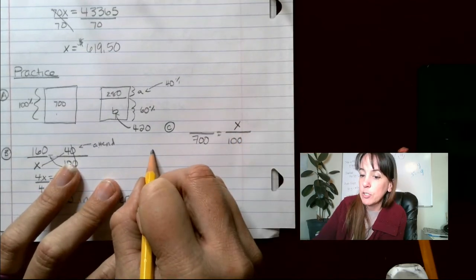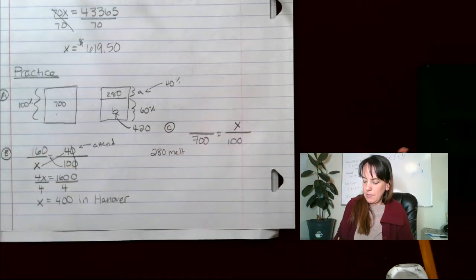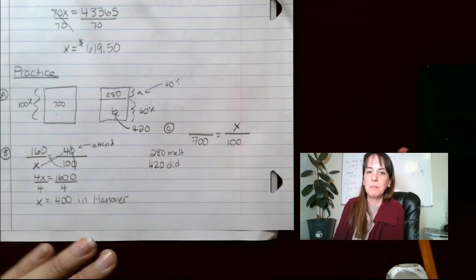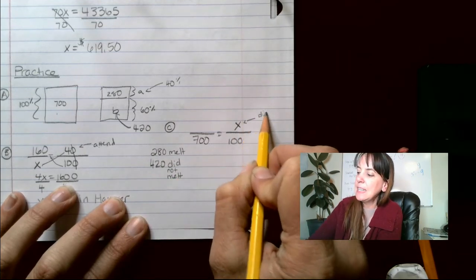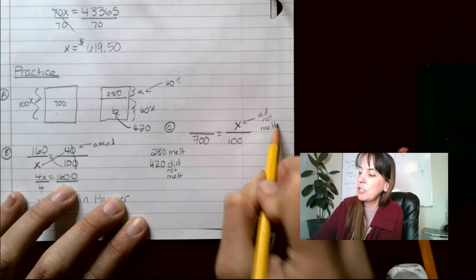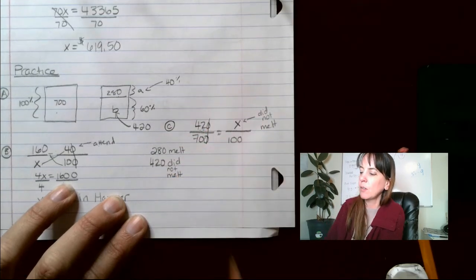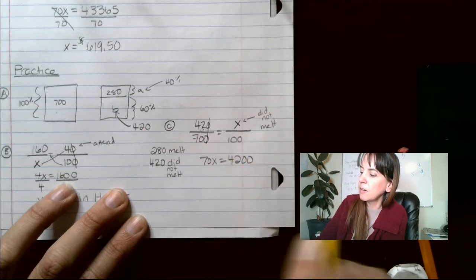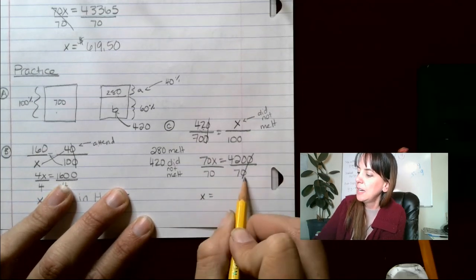Well, if 280 melted, then the ones that did not melt are 700 minus 280, which gives us 420 again. 420 did not melt. If I want this to be the did-not-melt percentage, I have to use the did-not-melt number over here. So we're going to use 420. Lob some zeros off. I get 70x equals 4200. Divide this by 70, divide this by 70, and I get x equals 60%.